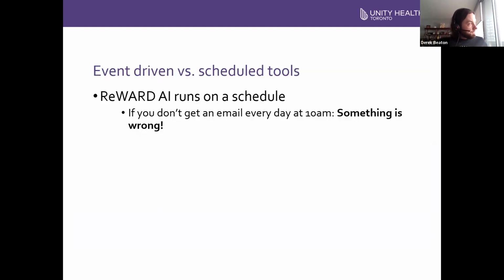So the different types of tools we have also shown really interesting problems for us in understanding when something is working or not working and what we have to do or when we have to respond. And I'd like to highlight the big gap between event-driven and scheduled tools. So something like Reward AI runs on a schedule. If we don't see an email or if the users don't see an email at 10 a.m., they know something's wrong. They'll call us, they'll call IT, we'll start acting if we don't see something. We just know something is up at 10 a.m. if we don't see this email.